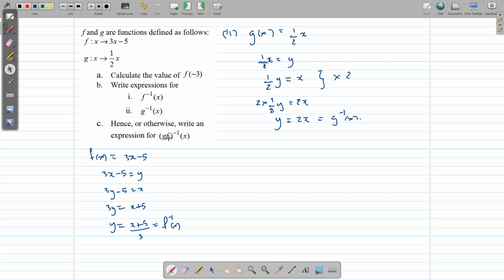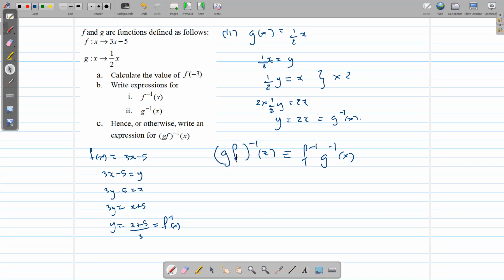Now, this question down here says find, hence or otherwise, write an expression for g of f inverse of x. We have two options to do that. One, we can find the composite function g of f first, and then we can find its inverse, or we can combine these two inverses to get our answer. Let's take the easy way out for now. G f inverse of x is the same thing as f inverse g inverse of x. Notice that the letters are turned around.